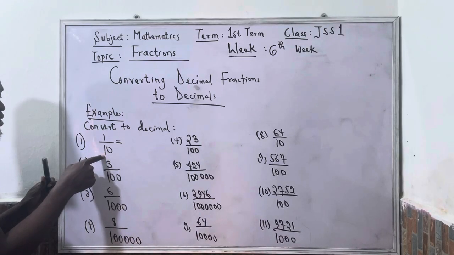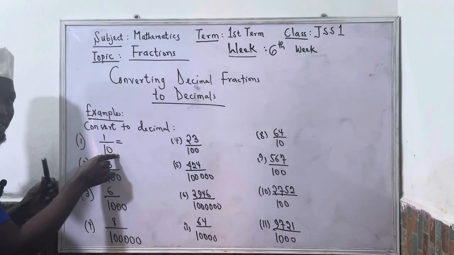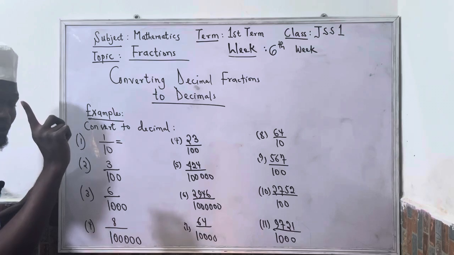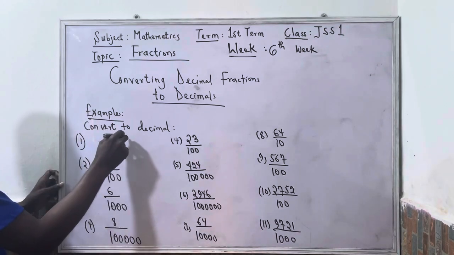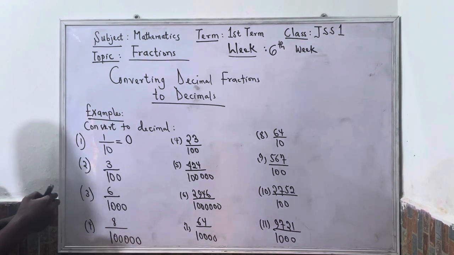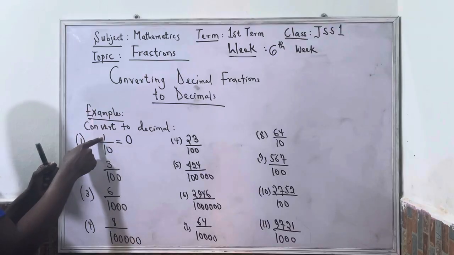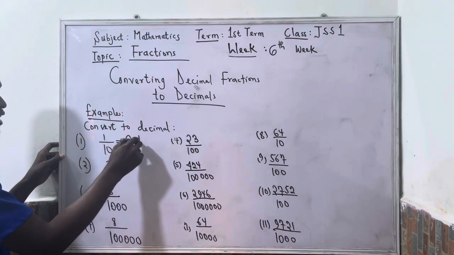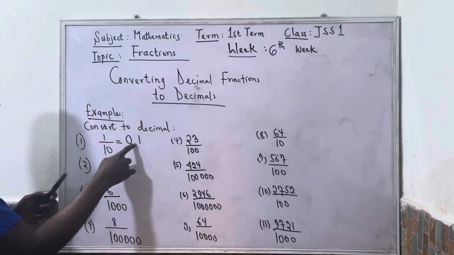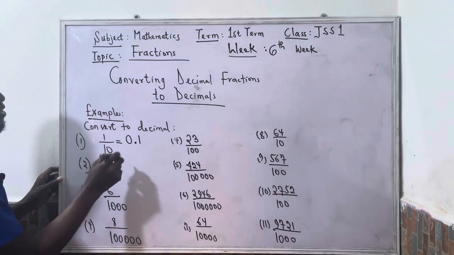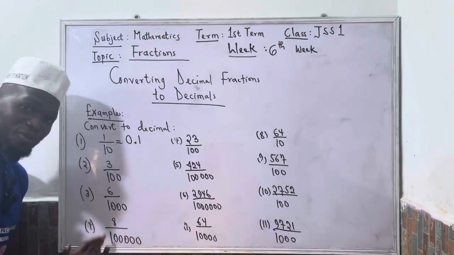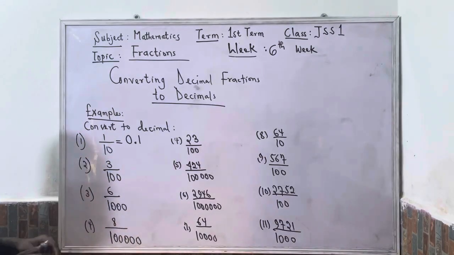What do we have at the denominator? That's 10. How many zeros do we have at the denominator? Just one 0. In that case, you just write 0. Now look at your numerator. What is it? That is 1. So write 1 beside it. Then you put the decimal point in between. So the answer is 0.1. For this type of question, they are very easy.